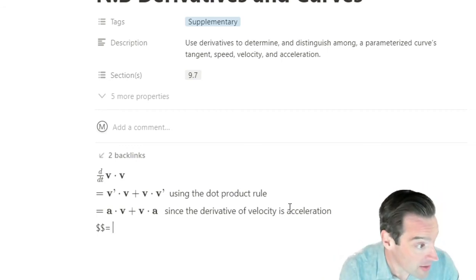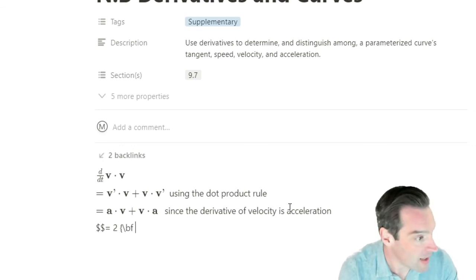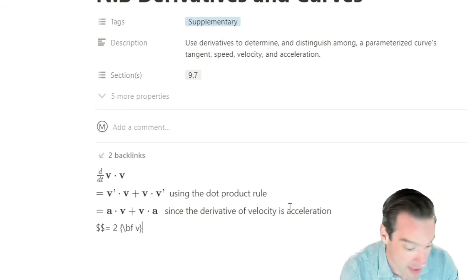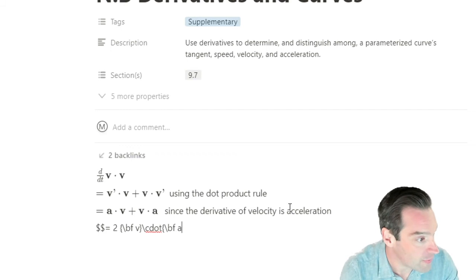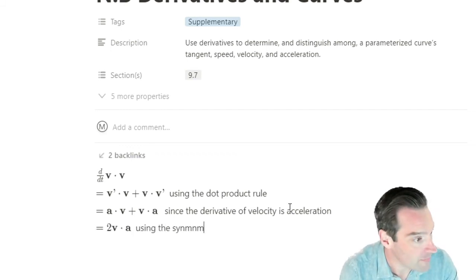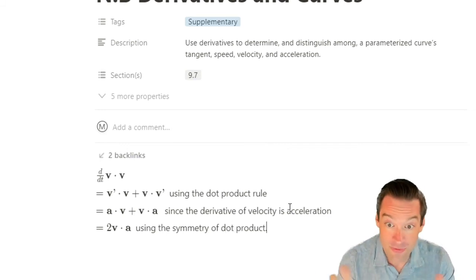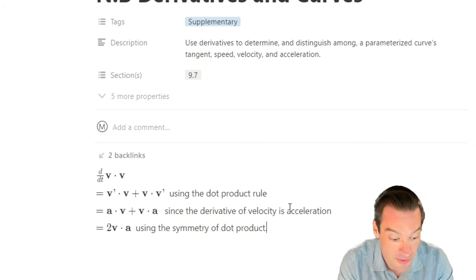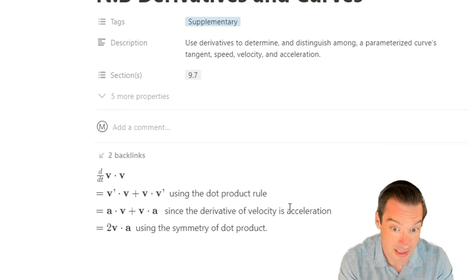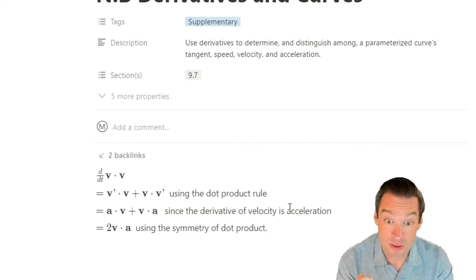So this is really nothing more than 2 times either a dot v or v dot a, whichever one you prefer. I'll do v dot a, using the symmetry of the dot product. So what we have in total here is that when I take the derivative of the dot product of the velocity with itself, what I get is twice the dot product of the velocity with the acceleration.